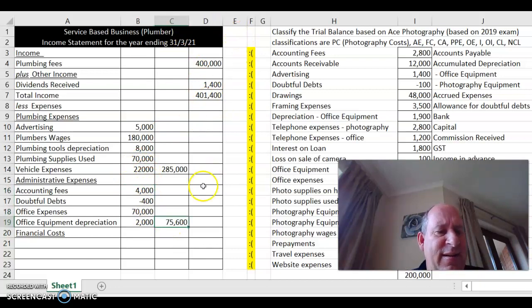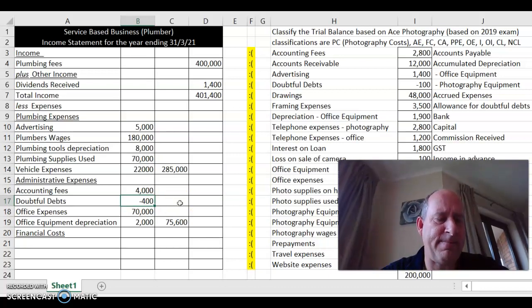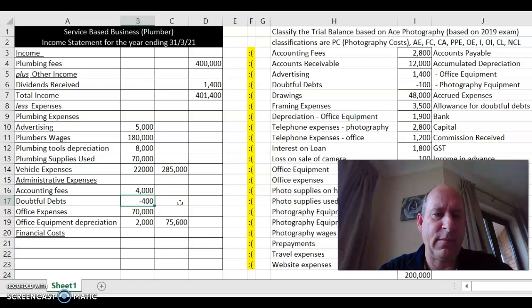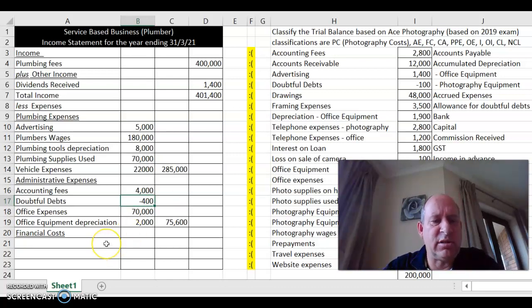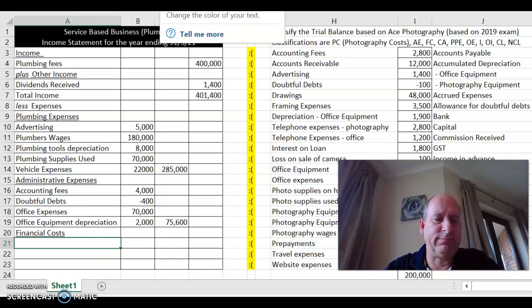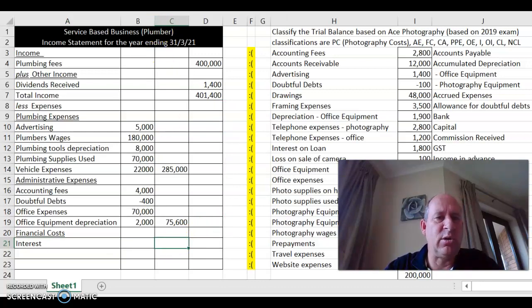And you'll notice that doubtful debts has a negative figure because it's an adjustment to our allowance for doubtful debts. So that doubtful debts figure is a negative because our allowance for doubtful debts in this case will have gone down. All right, got those figures in. Then financial costs, again, there's only one financial cost. So shout it out. Good, I hope you don't get that wrong in the exam. And because there's only one, we'll put it in the second column.